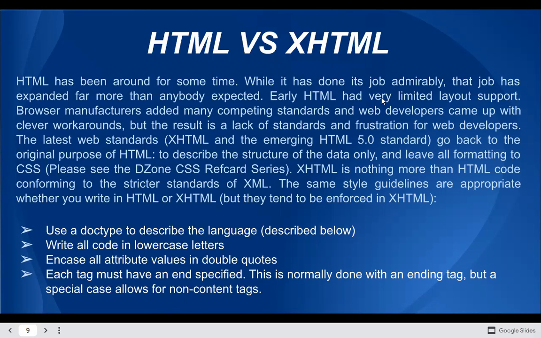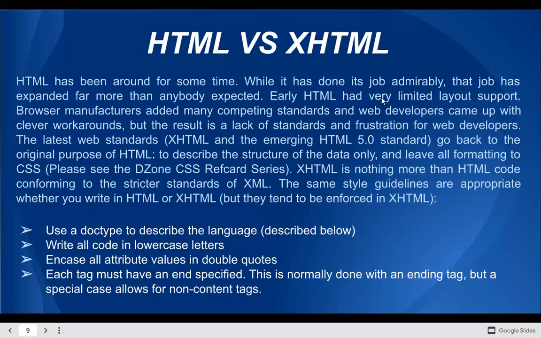So the latest web standard is known as XHTML, the emerging 5.2 standard. It goes back to the original purpose of HTML: to describe the structure of data only and leave all formatting, CSS and all, to a different file. So whenever we need to define formatting, it is taken care of by a different file, and the structure of the data content is taken care of by HTML.